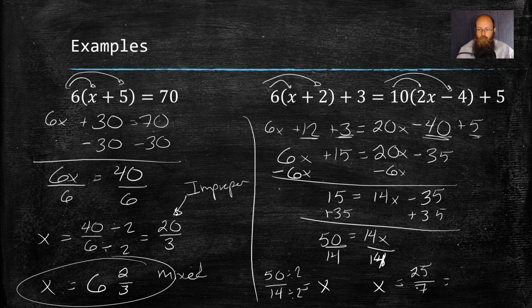How many perfect 7s are there in 25? Well, if I were to type that on a calculator, it would give me a 3 and then a decimal. So I know it goes in 3 times perfectly. And 3 times 7 is going to give me 21. So I have 4 left over because this is a 25. So I have 4/7 left.